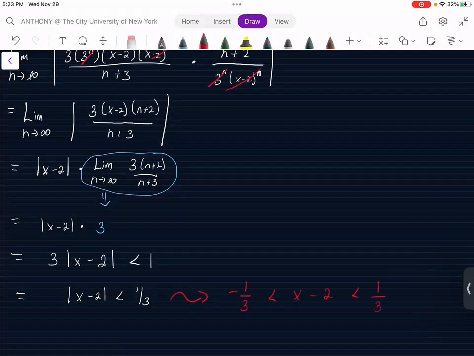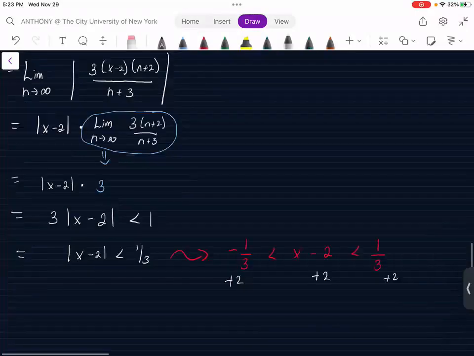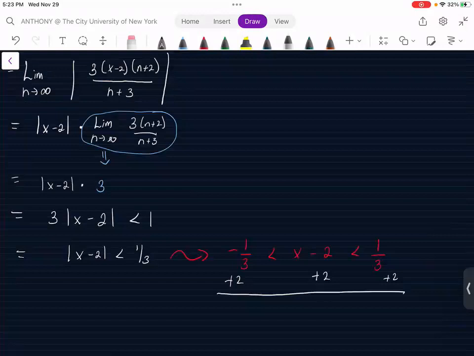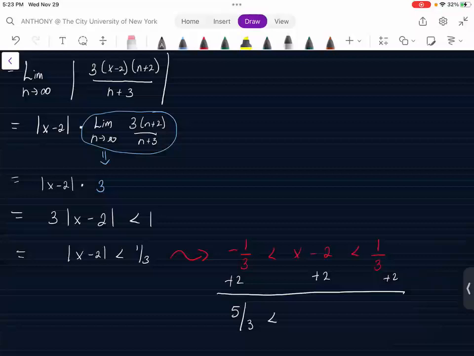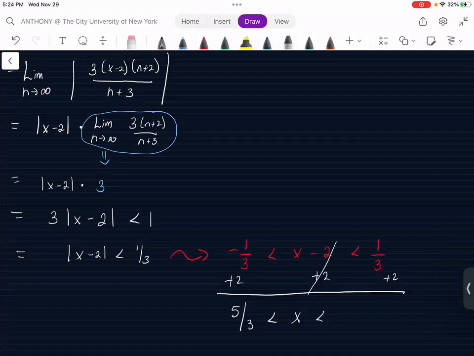Now you've got to get your x by itself. So if I add 2 to both sides, I'm just going to skip through this. I'll tell you what these are going to be. If you do 2 minus 1/3, that's like saying 6/3 minus 1/3. So that's 5/3. So we should get 5/3 is less than x, less than 7/3.